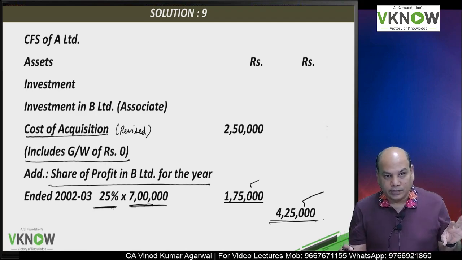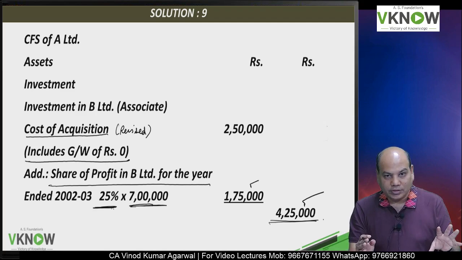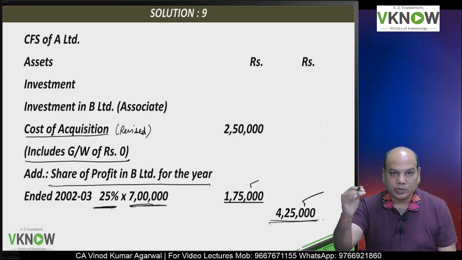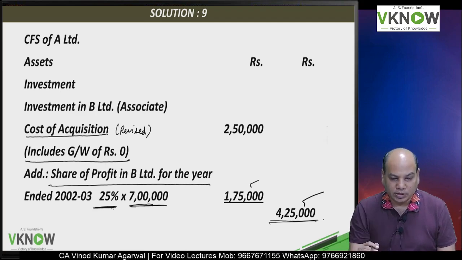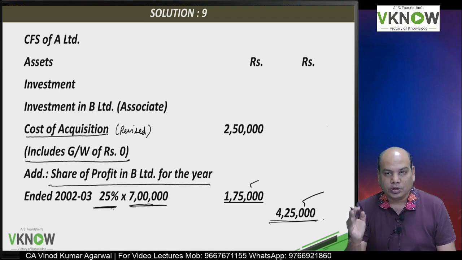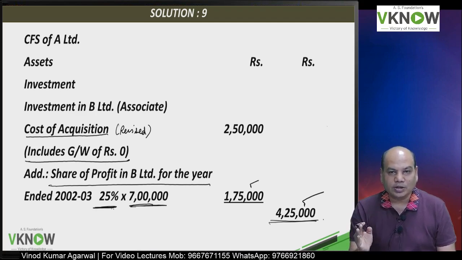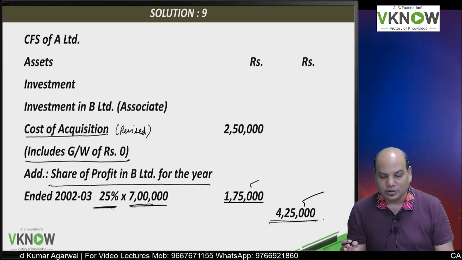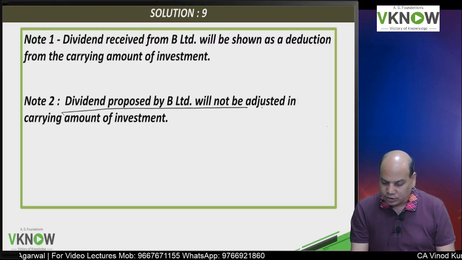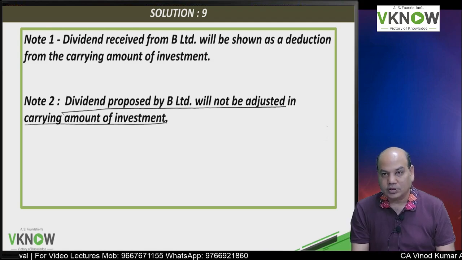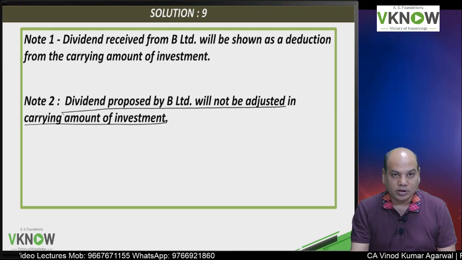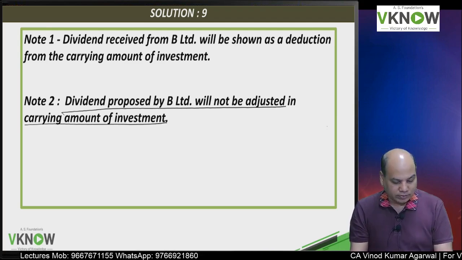What about dividend? Dividend which was received in the current year was dividend out of pre-acquisition profit, so that will be reduced from investment we have done. Dividend which is declared or proposed but not paid by the end of the year 31st March 2003 will not be adjusted. Dividend proposed will not be adjusted. It will be adjusted when the dividend will be paid by B and received by A.